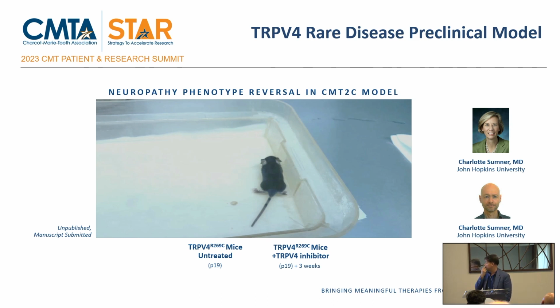This is work that's been done by our really phenomenal collaborators at Johns Hopkins, Charlotte Sumner and Jeremy in her lab. And they have characterized multiple models for mutations that cause CMT. And I'm going to describe what happens with one of these and what happens when you treat this mouse with an inhibitor of the channel.